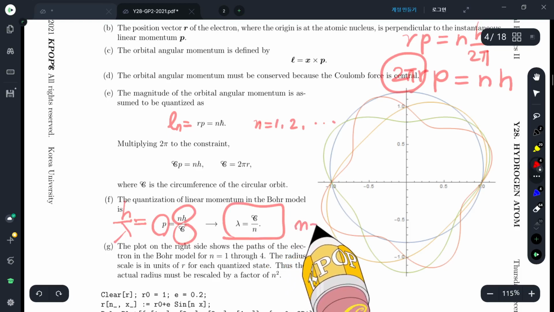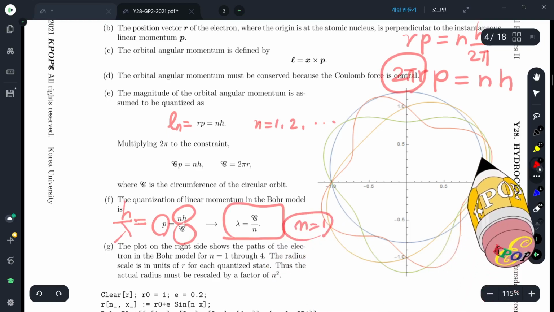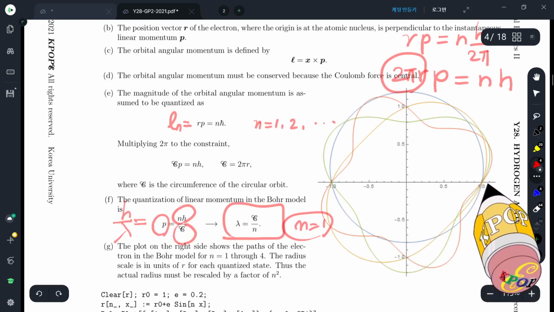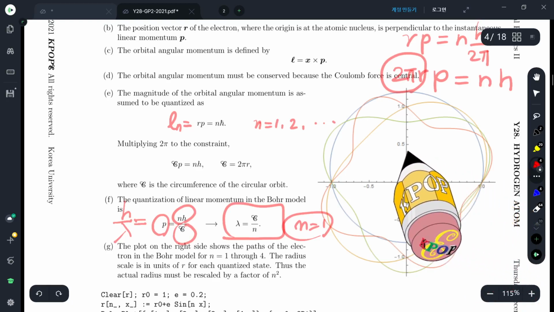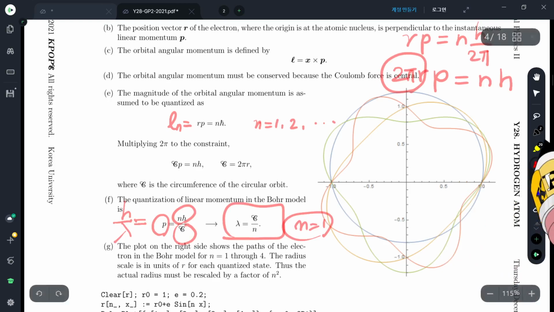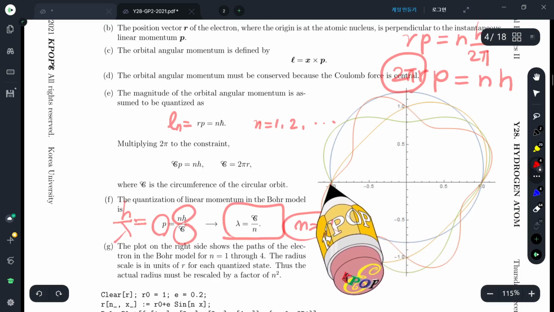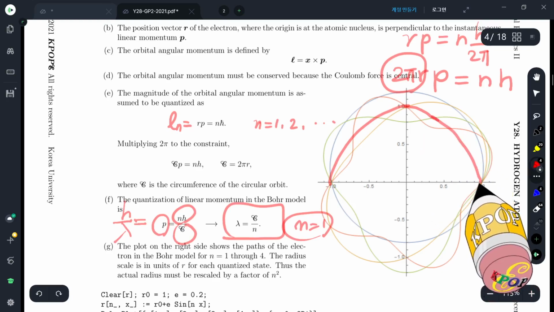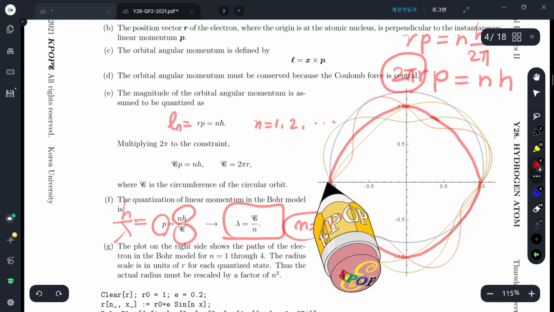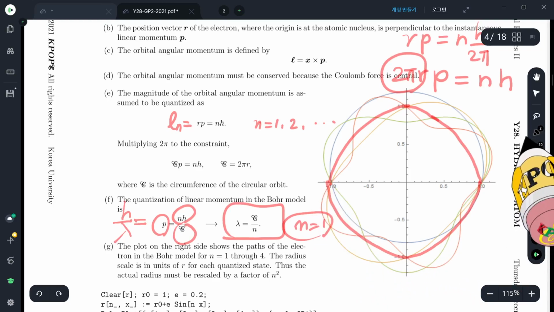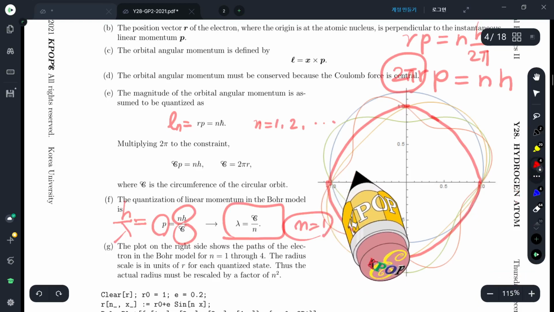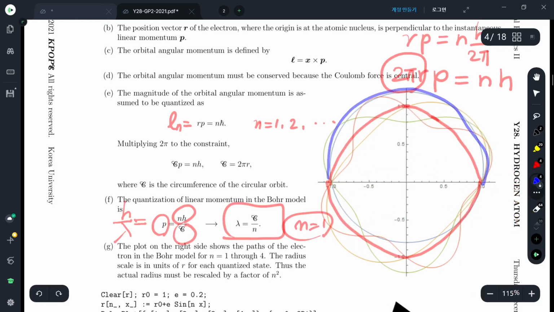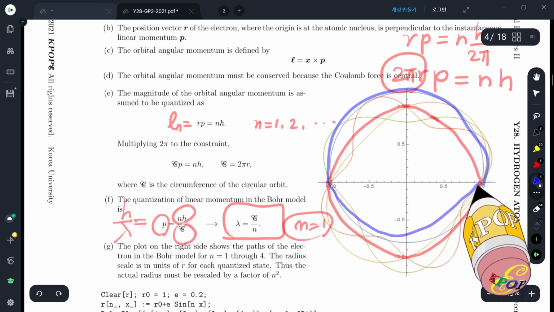So n equals 1 is just one wavelength, right? Can you see a circle? I can draw a circle of unit radius. This is not a circle, but understand. This guy is outside of the unit circle, and this guy is inside the unit circle.